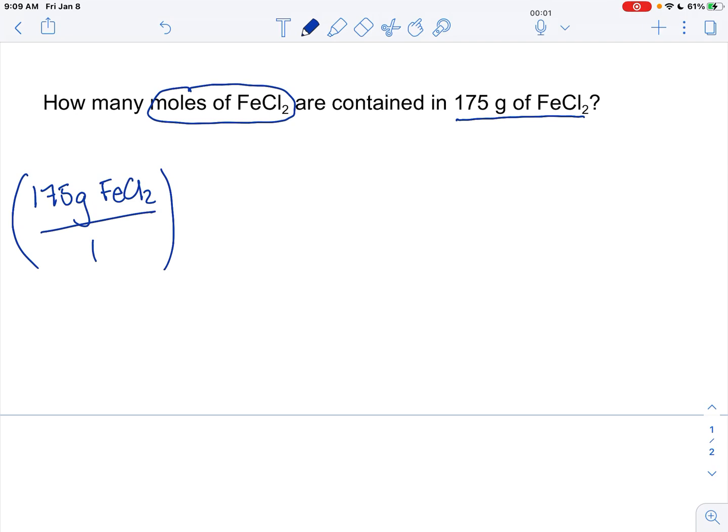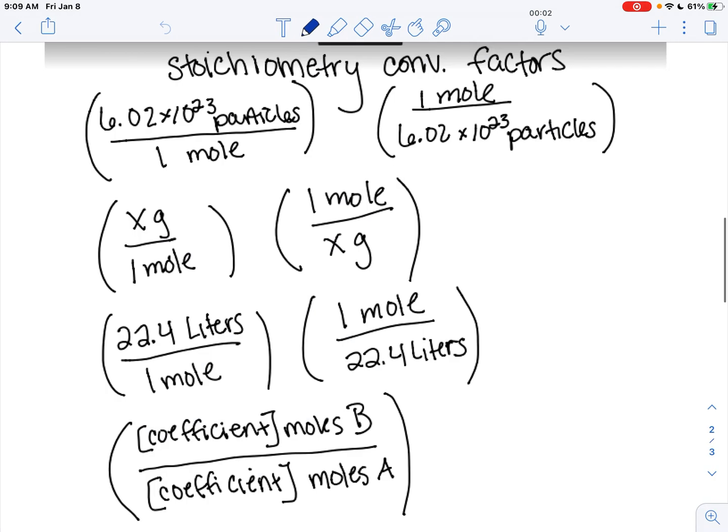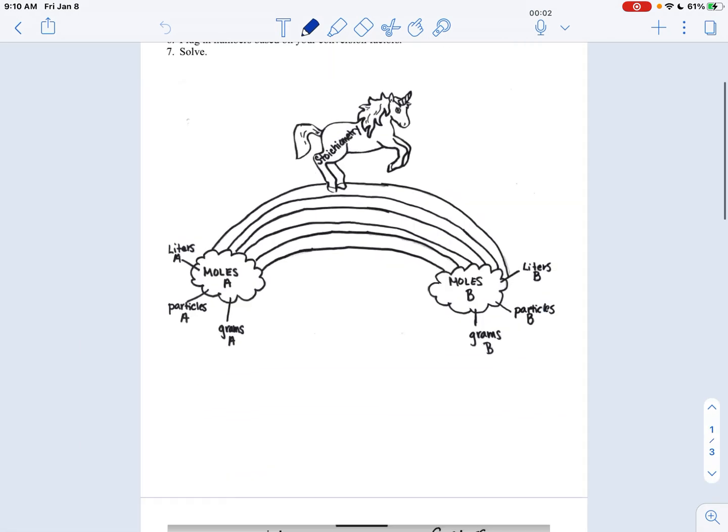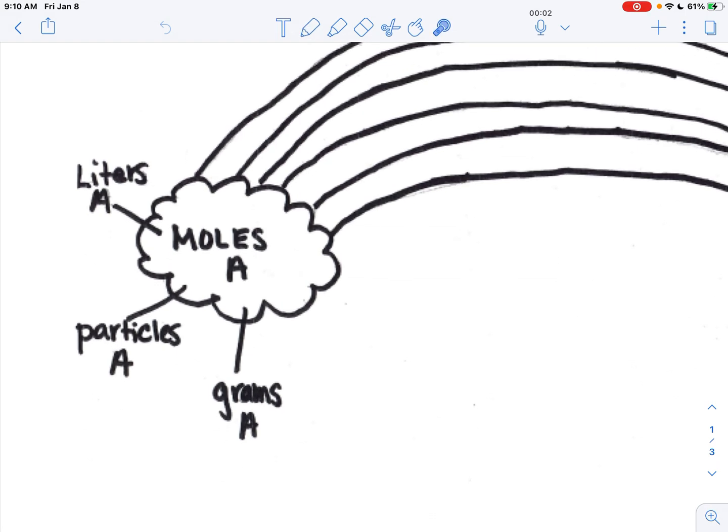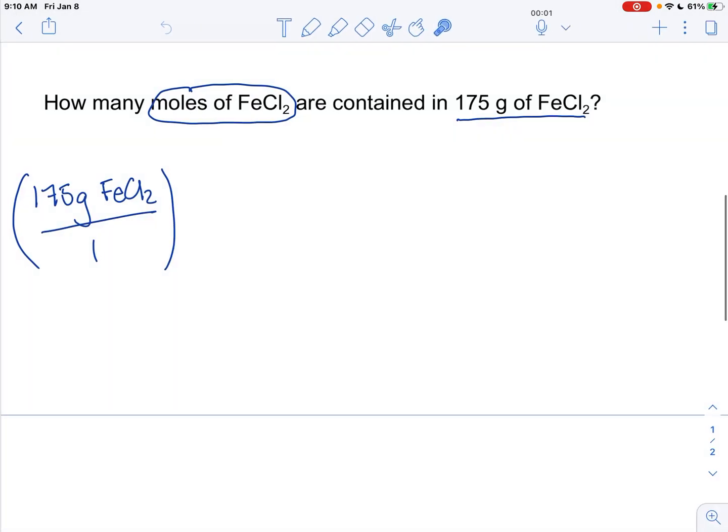Now we need to know how many factors it is. So we go to our unicorn chart. We still only need one side because it's one compound. We are at grams, that's our given, and we're looking for moles. So for this one, we only need 2 factors because grams and moles are connected. So we could just go right from grams to moles. The last one, we needed 3 because grams and particles were not connected. There's no line here. So because grams and moles are connected, we can do it in 2 factors.